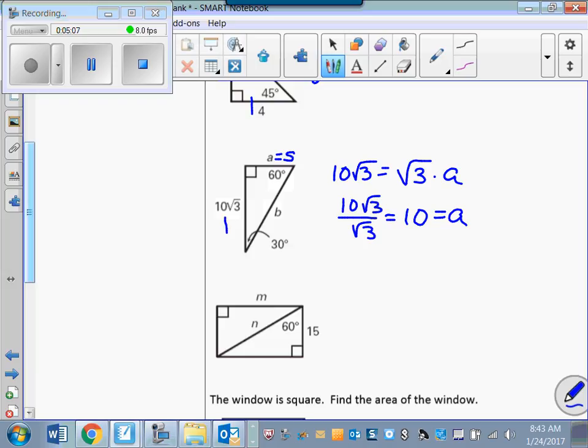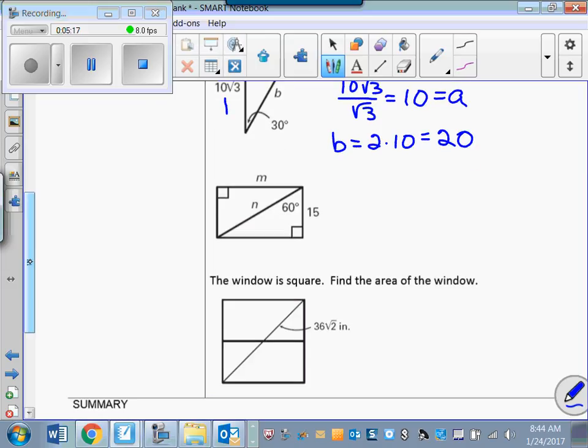All right, and of course the hypotenuse is 2 times the short leg, so B is going to be 2 times 10, which is 20. Pretty easy, huh? This is a nice little lesson. Nothing too difficult here.